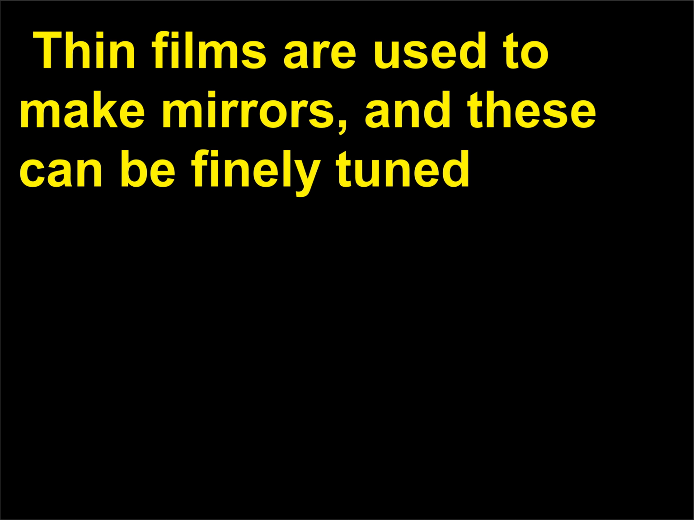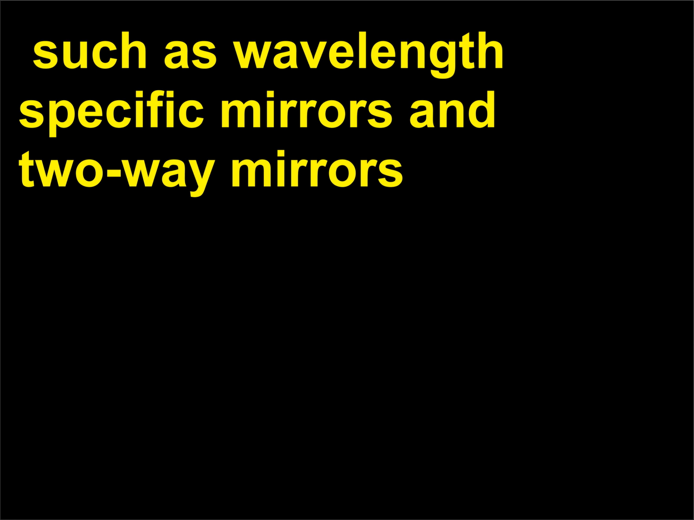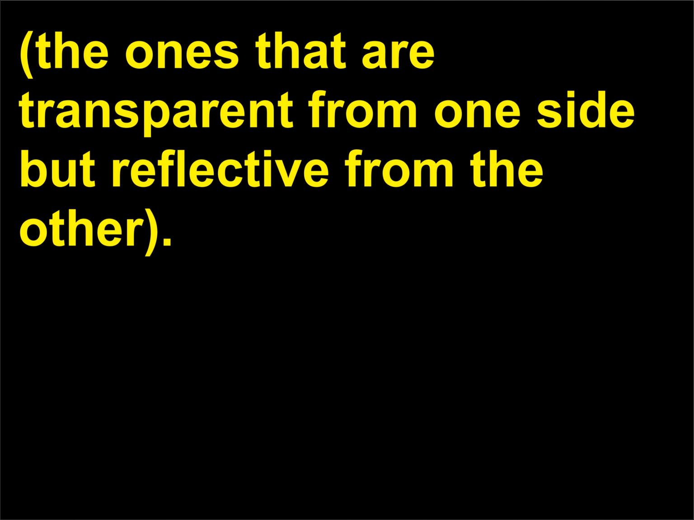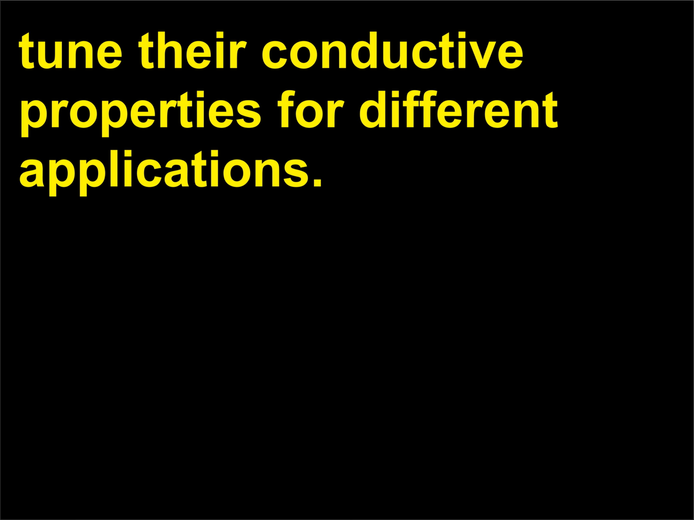Thin films are used to make mirrors, and these can be finely tuned in terms of their composition and thickness, to obtain optical surfaces with a wide variety of specific reflection properties, such as wavelength-specific mirrors and two-way mirrors. The ones that are transparent from one side but reflective from the other. Thin films are also very useful for coating semiconductors to tune their conductive properties for different applications.